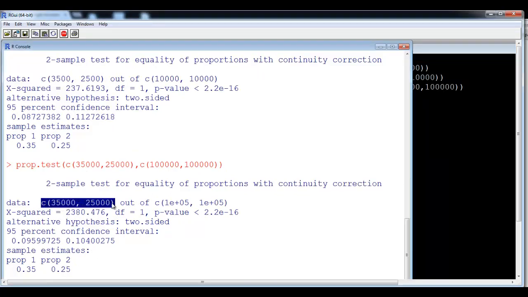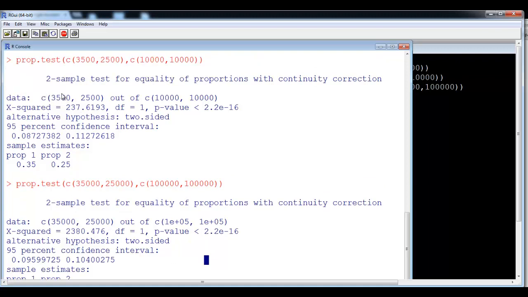For this data, 35,000 and 25,000 out of 100,000 each, you see the confidence interval is 0.09 to 0.10. So 0 does not lie in the confidence interval. Since 0 does not lie in the confidence interval, you reject the null hypothesis that this 35% is the same as this 25%. Similarly here, if you have 3,500 out of 10,000 and 2,500 out of 10,000, then the 95% confidence interval is 0.08 to 0.11. Again 0 does not lie in the confidence interval, so you reject it.